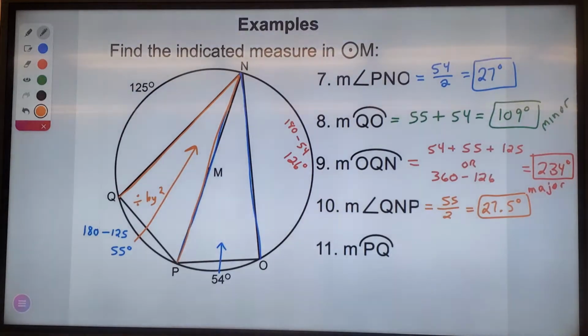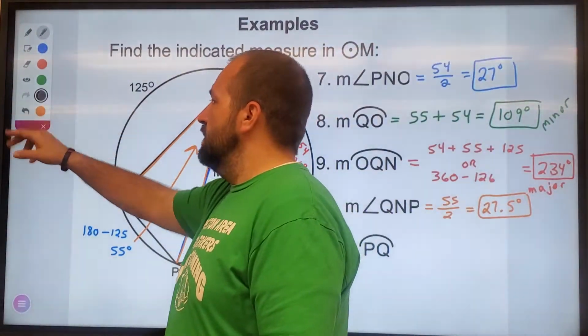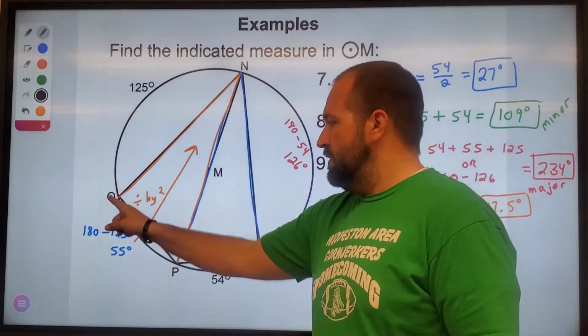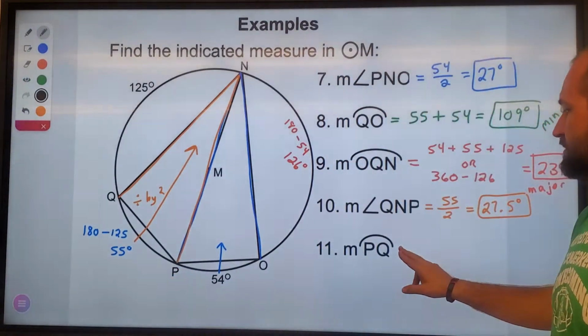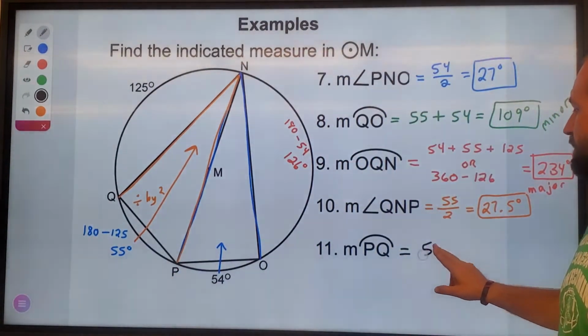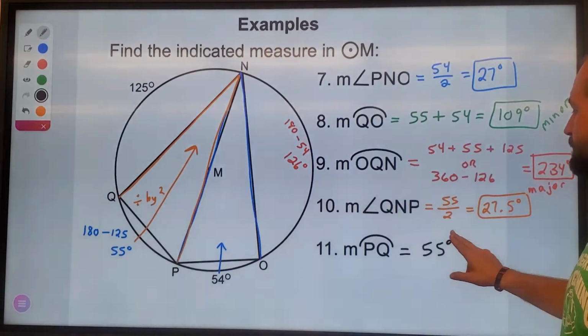Number 11, we need to find the measure of arc PQ. Well, the measure of arc PQ, again, we just used that, right from here to here. So this is, in fact, that 55 degrees.